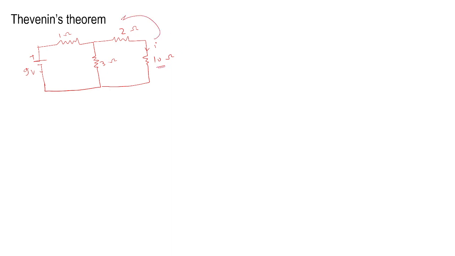Okay, so we will discuss one very simple example. This is a 9 volt source. This is 1 ohm. This is 3 ohm. Again there are two resistors here, 2 ohm and 10 ohm. Now listen carefully. Find the current flowing through the 10 ohm resistor. Find the current flowing through the 10 ohm resistor with the help of Thevenin's theorem.